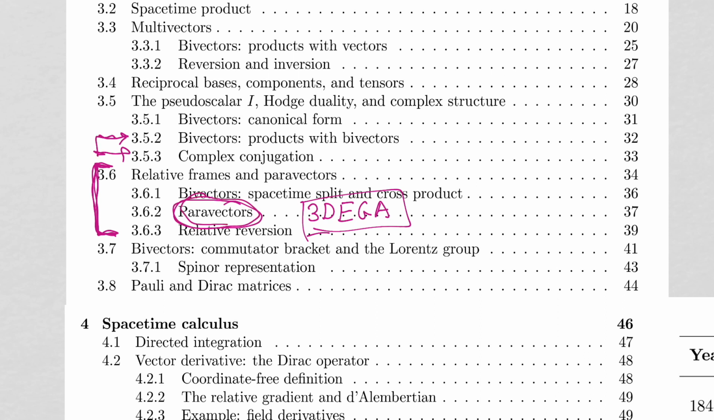But that's not for today. That'll be for starting the next lecture. So right now, let's just finish up bivectors and complex conjugation. So let's begin.